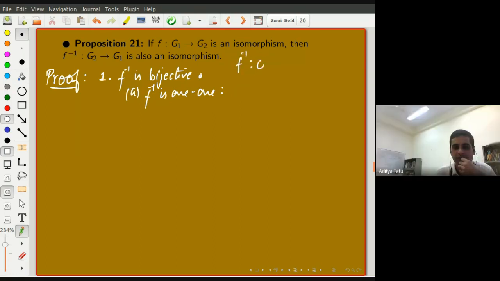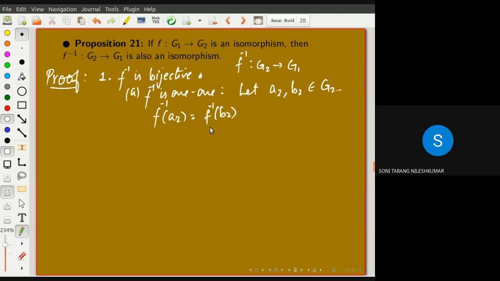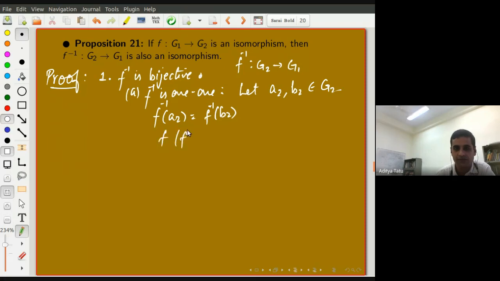Right. So F inverse is a function from G2 to G1. And so let's take two elements, let's call them A2, B2 in G2. And let's assume F inverse A2 is equal to F inverse B2. Then how do you show that A2 is equal to B2? So we take f on both the sides. F of f inverse A2 is equal to f of f inverse B2. And as we know, f is 1-1.